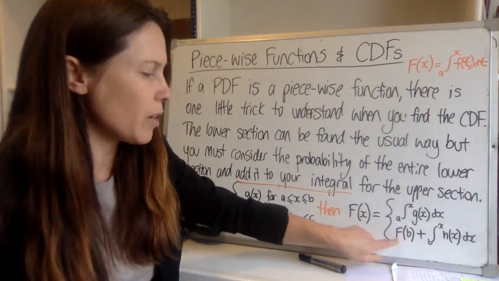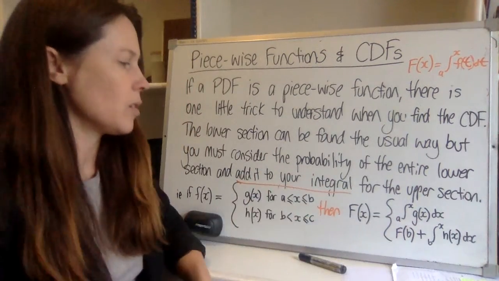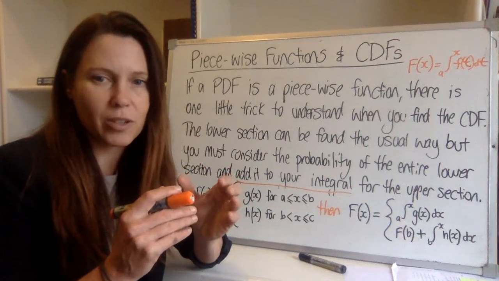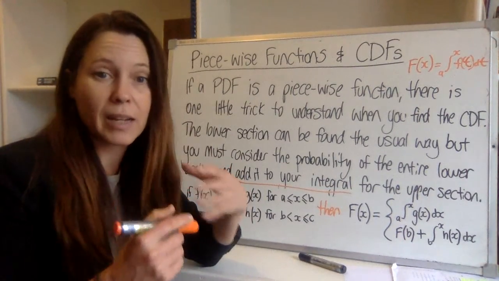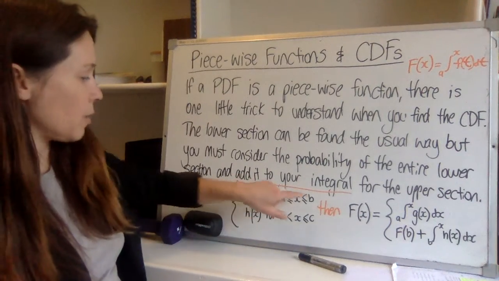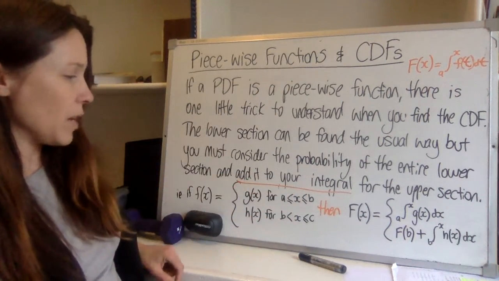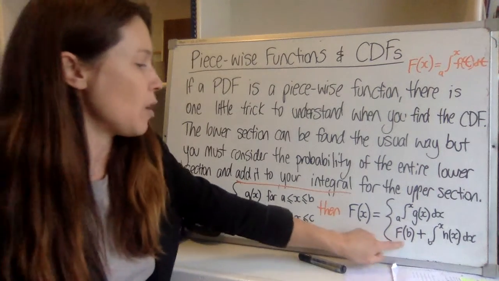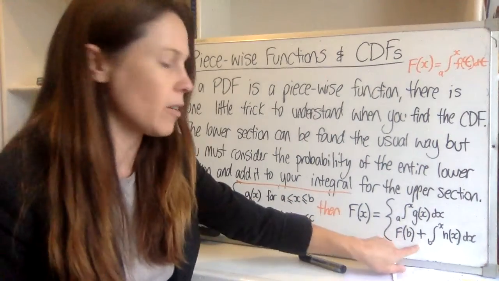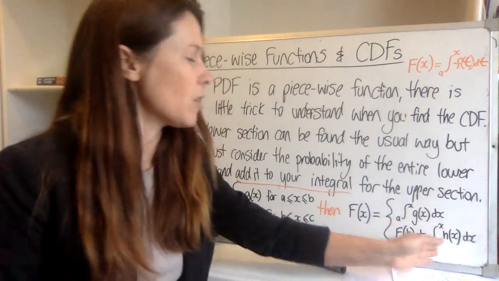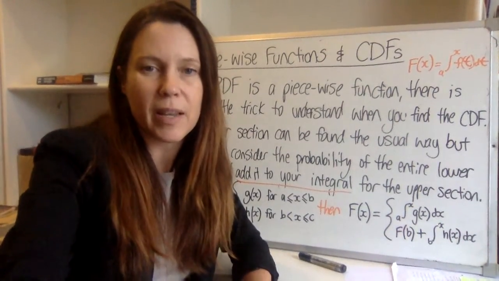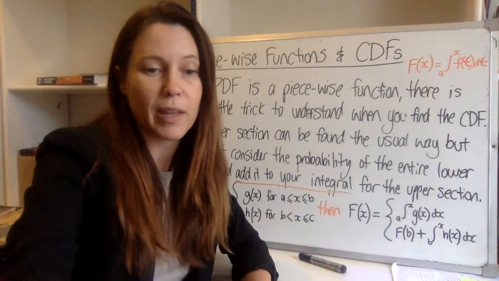But then when we go find the upper section, we need to say what is the entire probability of the lower section. In other words, the area underneath the curve of this PDF for this whole lower section here. Now you can find that by just finding big F of b, which is that crossover point, and then adding it on to what you would have otherwise got by using this normal procedure. So we'll have a look at how this works in an example, and I think it will make more sense once we look at the picture.